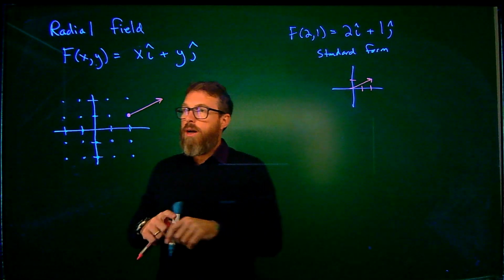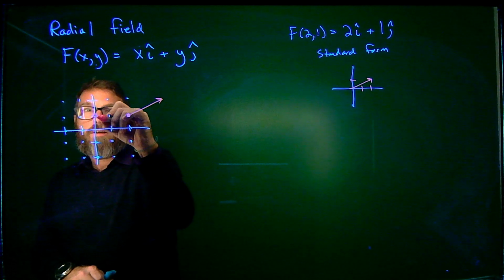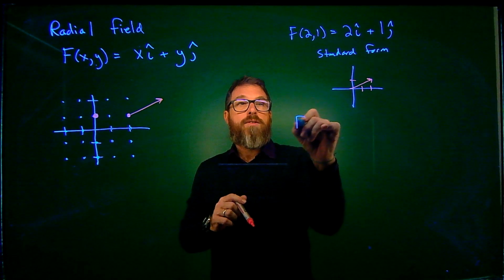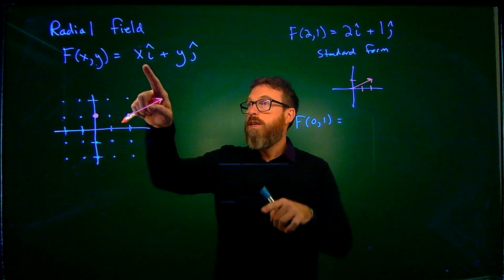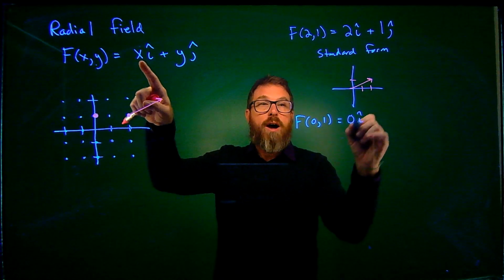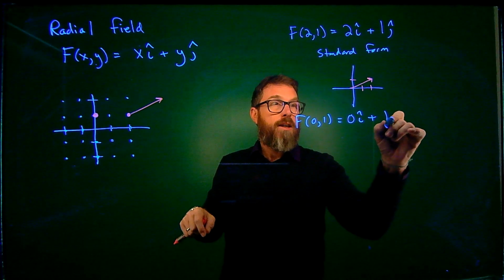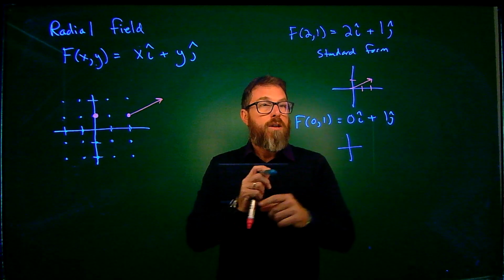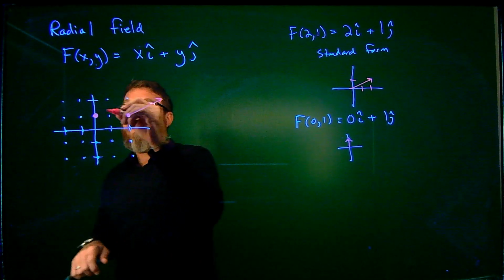Now let's do, say, this point right here. What about at 0 comma 1? Well, F of 0 comma 1 would be equal to, remember, x and y. So in this case, x is the coefficient in front of i, so 0i, and y is the coefficient in front of j, so plus 1j. If I put this in standard form, 0i plus 1j is just going to go up 1, the unit vector up 1, so you can see that this looks like so.